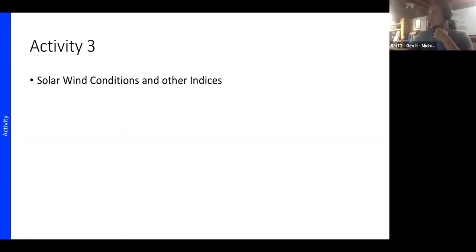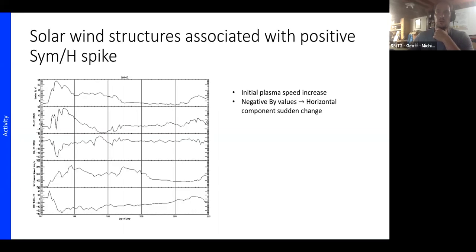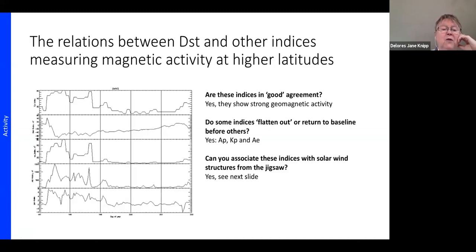If I recall correctly, during the actual storm itself, they seem to align relatively well. But all of the indices except for DST seem to return back to their quiescent time rather quickly, whereas DST took a lot longer to recover fully. Right, right. And let me just flip forward to that. So that is, in fact, the result.